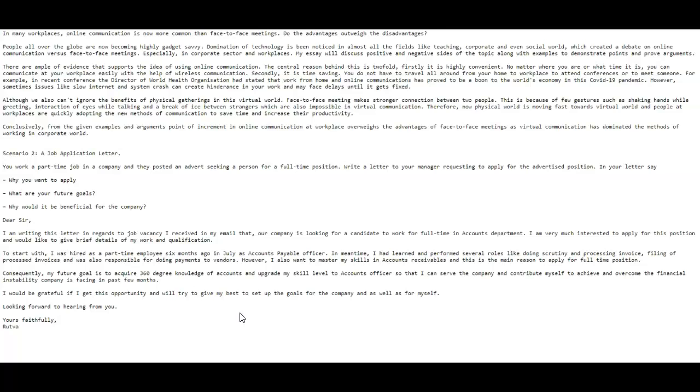set up the goals, not to set up to goals, but to meet the goals for the company as well as for myself. Looking forward to hearing from you. I would have preferred I look forward to, okay, more formal, and then yours faithfully. Okay, fine. So again, Rutva, I thought that the grammar was problematic here.